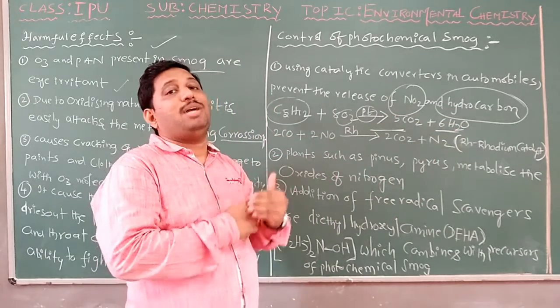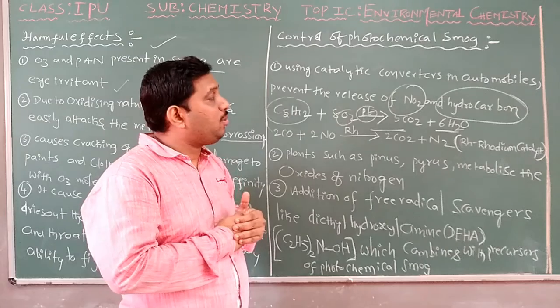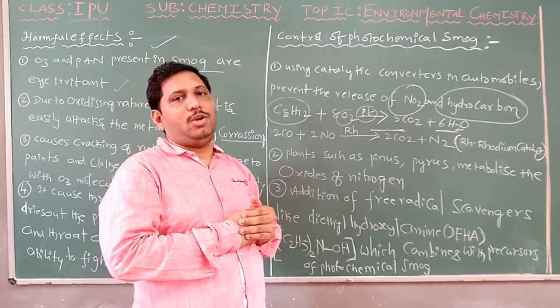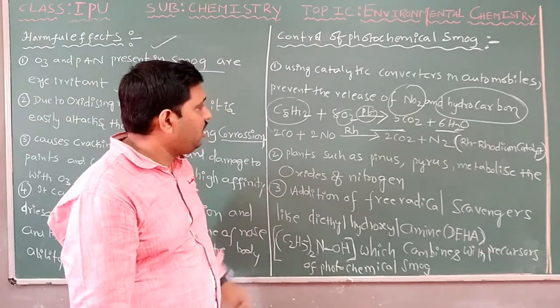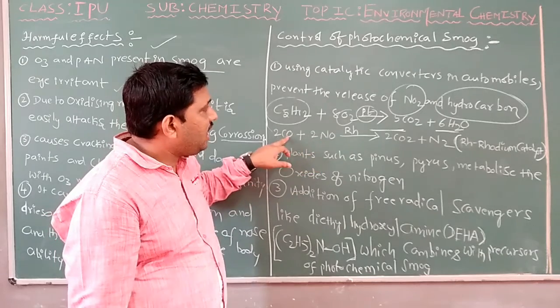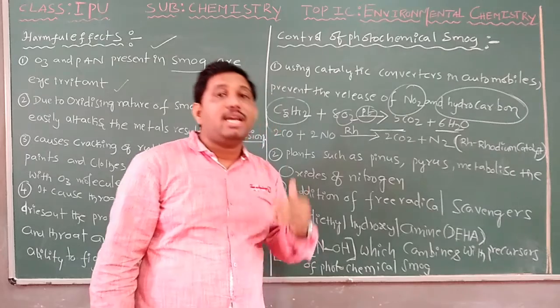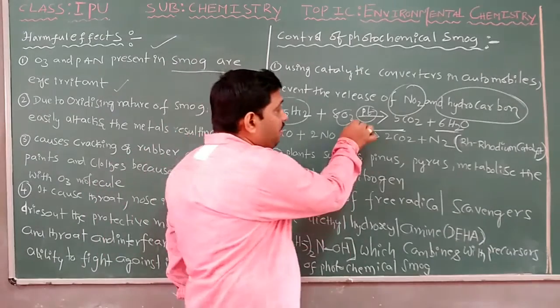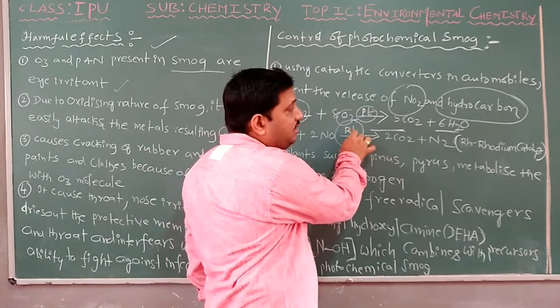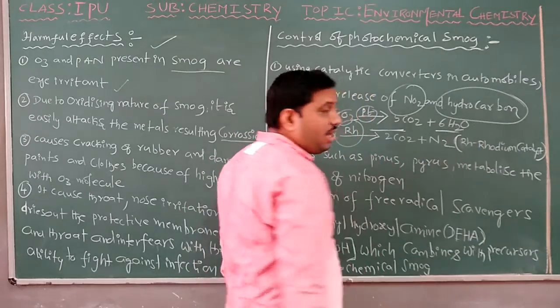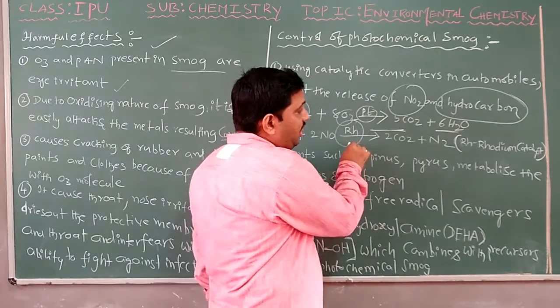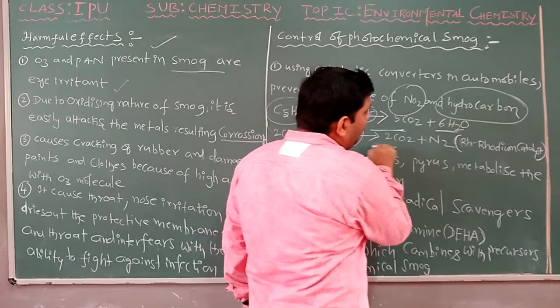Because in the presence of the catalyst, it can be converted into carbon dioxide and water molecule. Similarly, students, the nitric oxide reacts with the carbon monoxide in the presence of rhodium catalyst. Rh means rhodium catalyst. It can form carbon dioxide plus nitrogen.